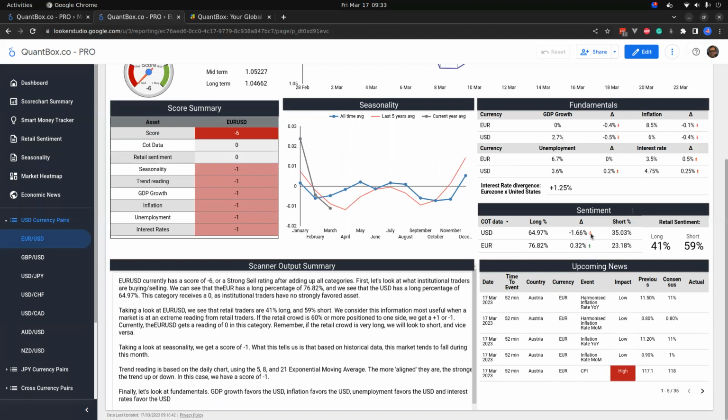You can see we now have 1.66% fewer traders who are long USD. We have 0.32% more traders that are long euro. Now, of course, these are sophisticated traders. They're from the COT data. It's not just pulled out of some random number somewhere. It's based on institutional traders that currently pay tax on their positions and are forced to report their positions. Okay, COT data. You could break down your seasonality as well.